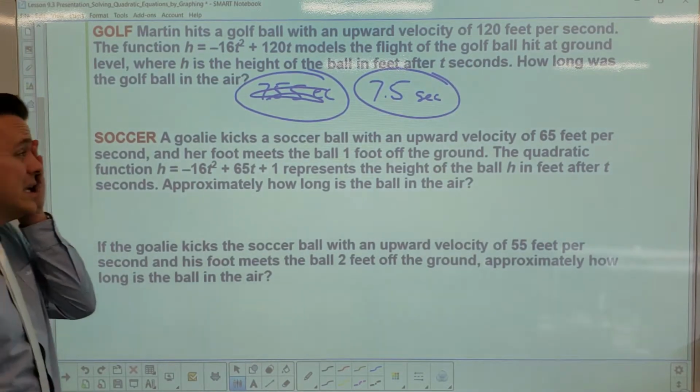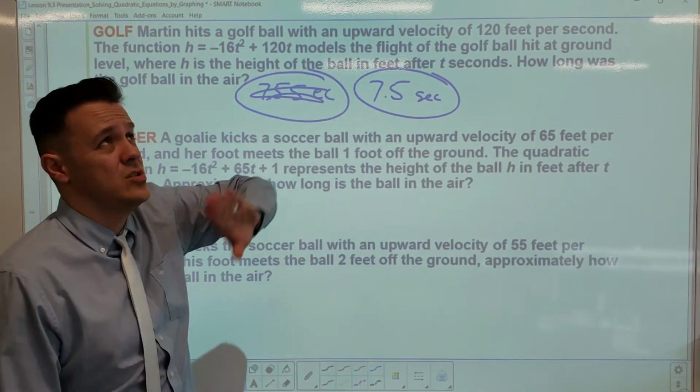was talking about a goalie kicks a soccer ball. When I was in high school, we used to shoot rockets.